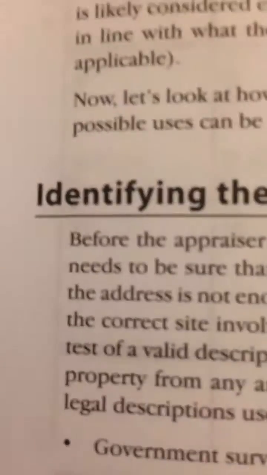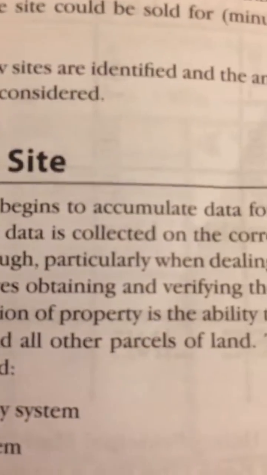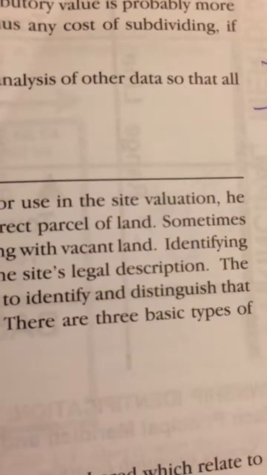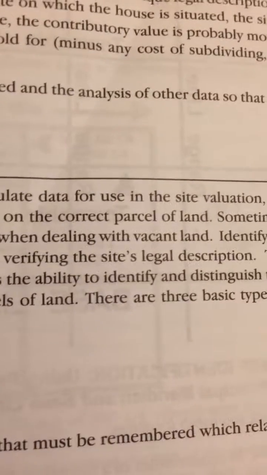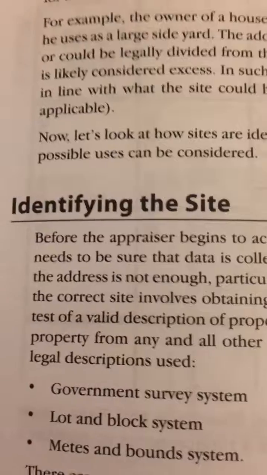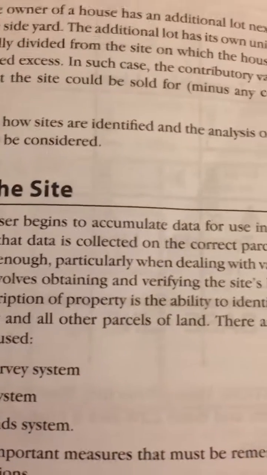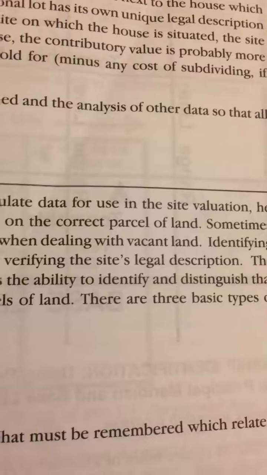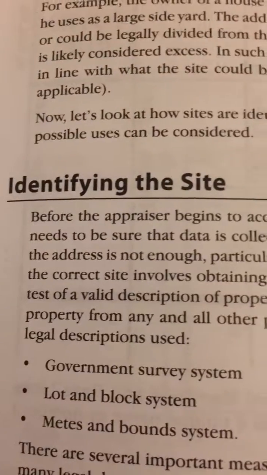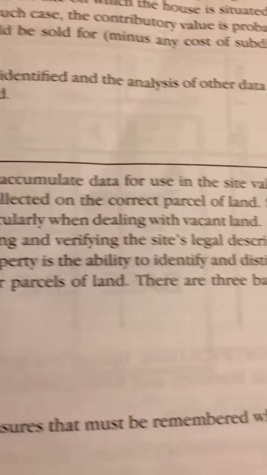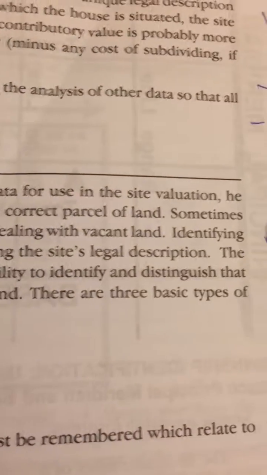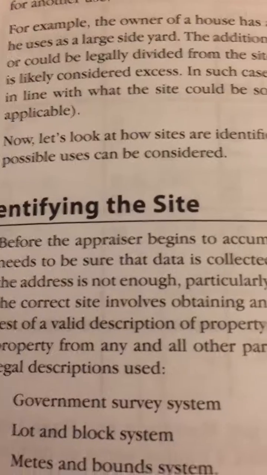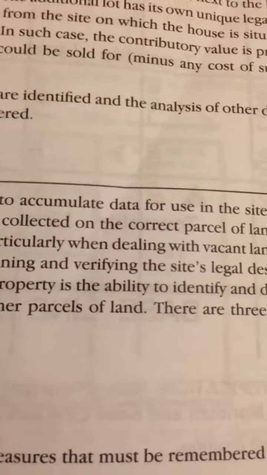Identifying the site. Before the appraiser begins to accumulate data for use in the site valuation, he needs to be sure that data is collected on the correct parcel of land. Sometimes the address is not enough, particularly when dealing with vacant land. Identifying the correct site involves obtaining and verifying the site's legal description. The test of a valid description of a property is the ability to identify and distinguish that property from any and all other parcels of land.